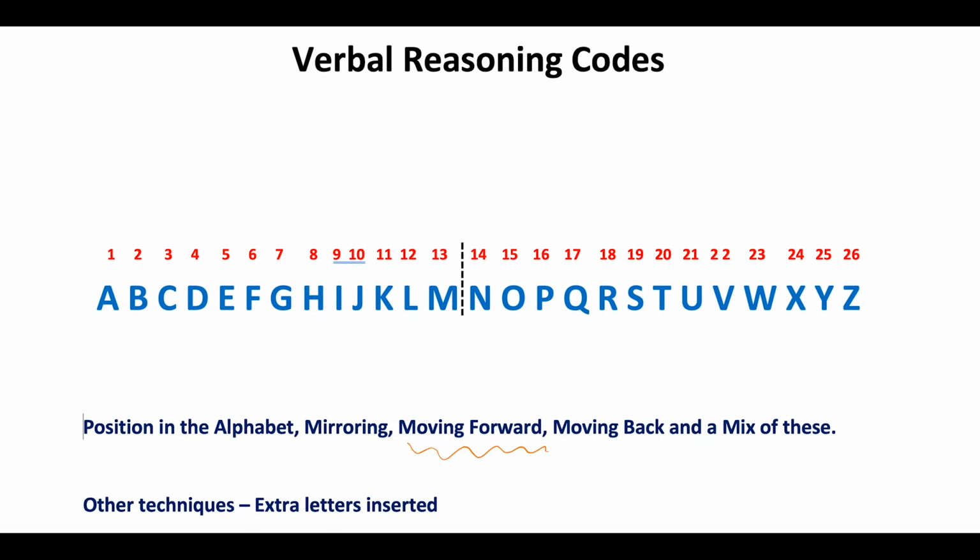So let's have a look at another question. This time we're going to look at DK is to HG as, and we're going to do TW is to, and you've got to find out the code.